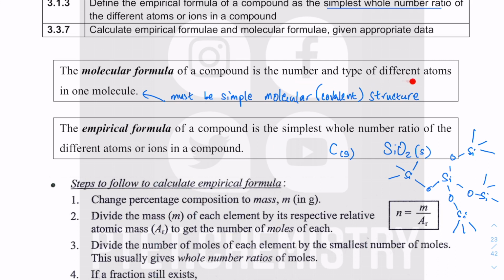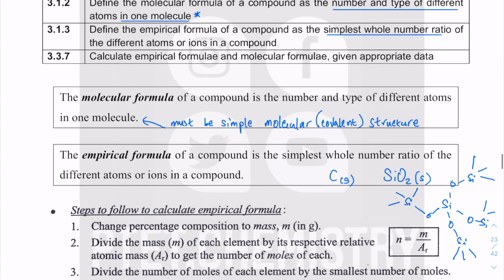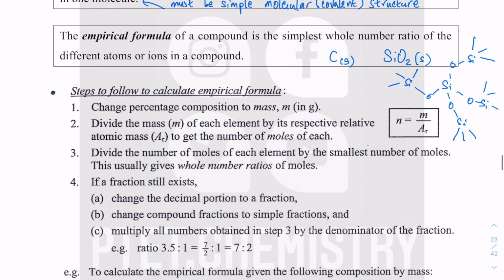Because by understanding definitions, you'll be able to do the next part, which is the calculation, correctly. This is to do with one single molecule. This is to do with the simplest whole number ratio of atoms or ions in a compound. So what are the steps to follow to calculate empirical formula?